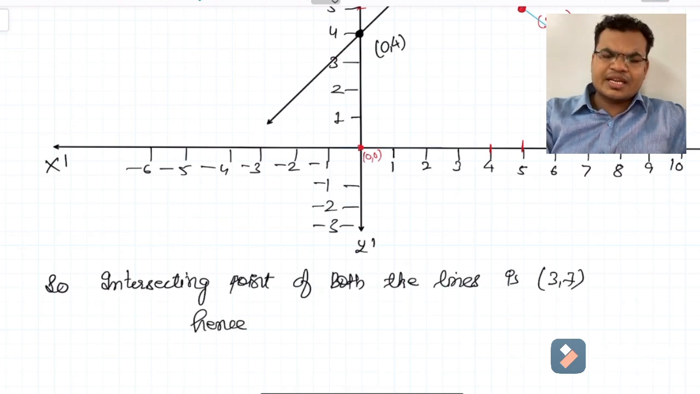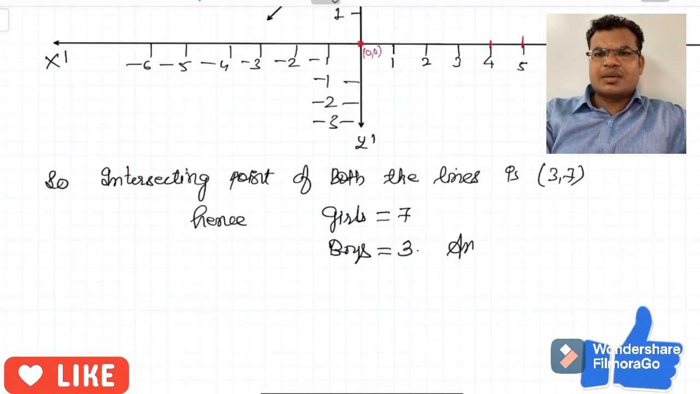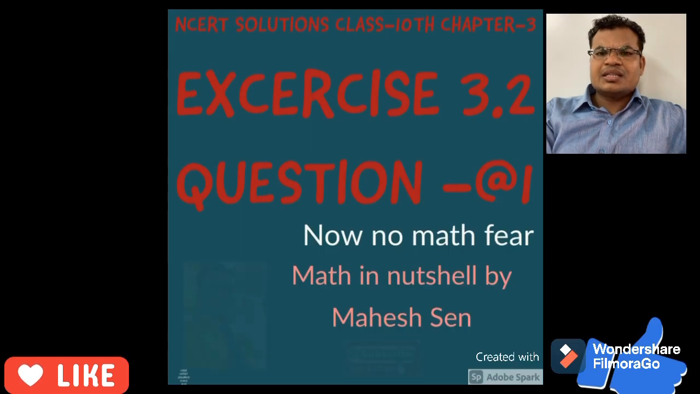So hence you can say, right, finally the number of girls are 7 here and number of boys are 3. So he wanted to ask what is the number of boys and number of girls. We found it, number of girls and number of boys are 7 and 3.